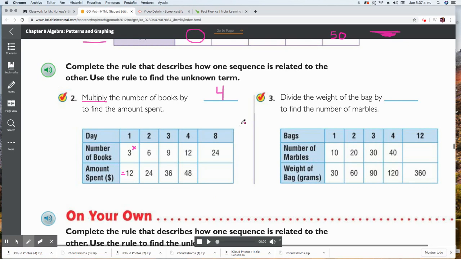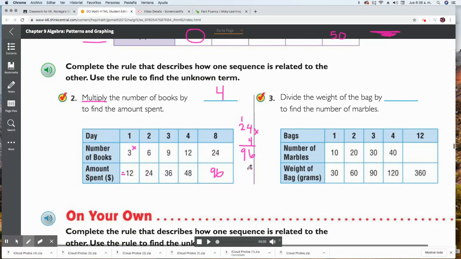I don't know. Well, we can find out by going over this problem using a rule. 4 times 4 is 16, so I bring the 6 down, carry the 1 over. 2 times 4 is 8, plus 1 equals 9. So 24 times 4 equals 96. So 24 books would be $96. And that's it for number 2.